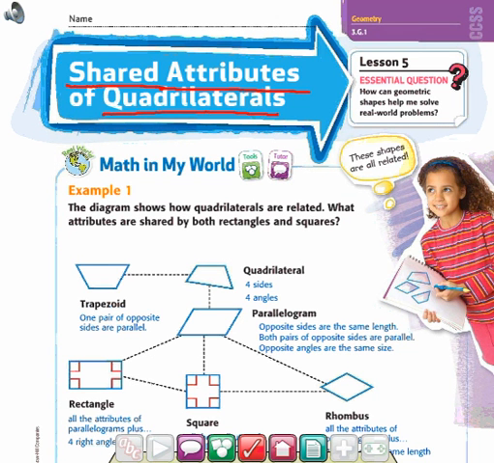Good afternoon, everyone. Today, we are going to dive into the lesson called Shared Attributes of Quadrilaterals. Now, you might be asking yourself, what exactly is a shared attribute of a quadrilateral?